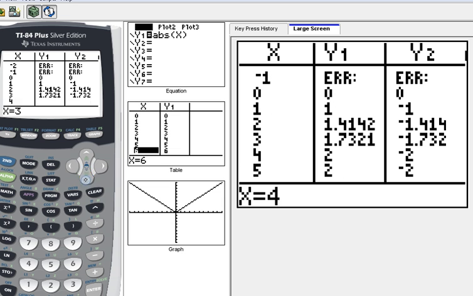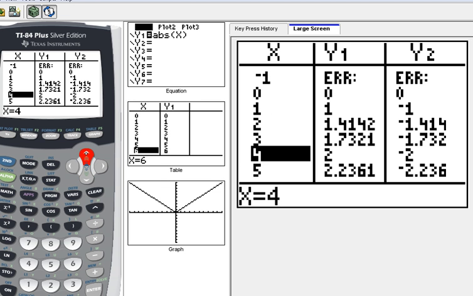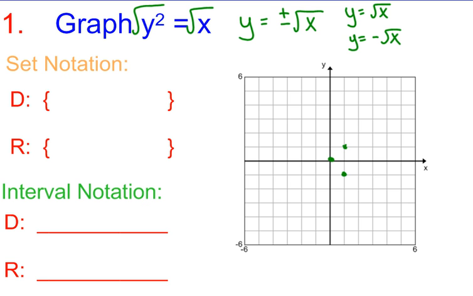And I'm going to keep looking down. Oh, right here at 4, I could plot 4, 2, and 4, negative 2. So I'm going to do that. 4, 2, and 4, negative 2. And I think that's enough for me to sketch my sideways parabola here.